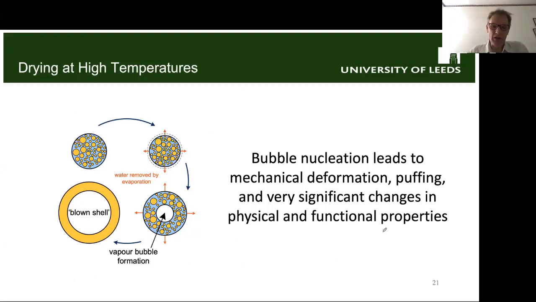And when you dry at high temperatures, what's different? Well, at high temperatures, we can have boiling. And when you have boiling, clearly you're going to get vapor bubbles, and the vapor bubbles are going to change the structure of your particles.